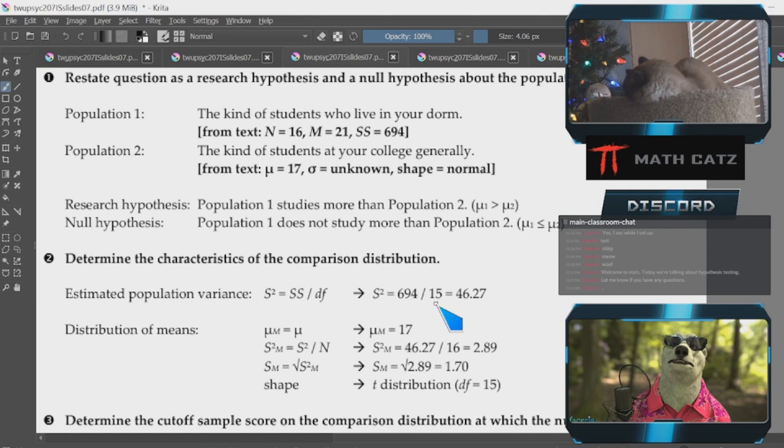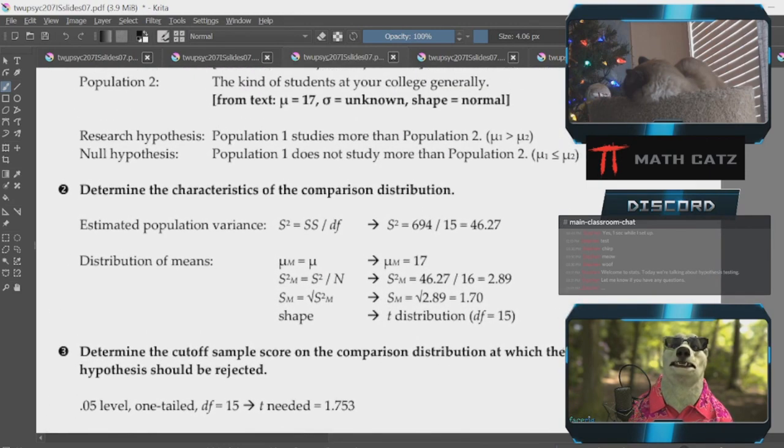So I get my comparison distribution, which is still the distribution of means. The mean of the comparison distribution is the same as the population 2 mean, 17, that I'm testing against. I now get my standard error, 1.7. And in this case, the distribution is a t-distribution because we had to estimate the variance by way of the sample.